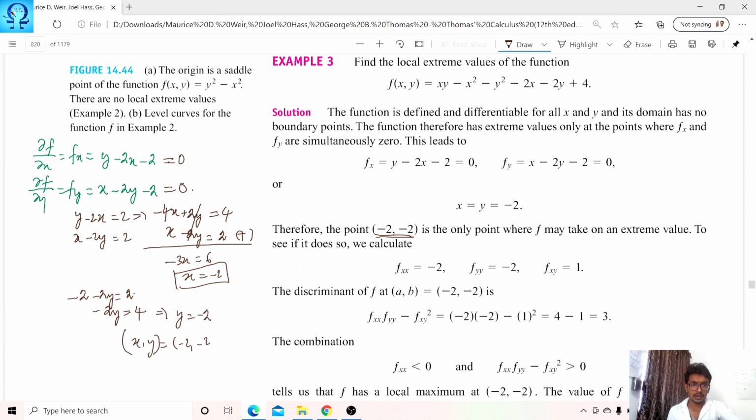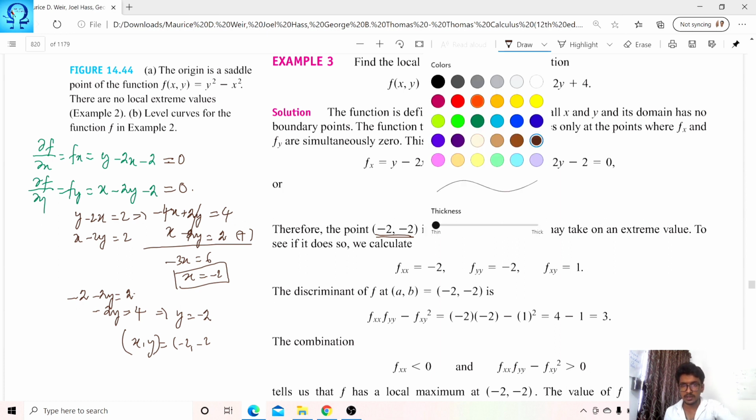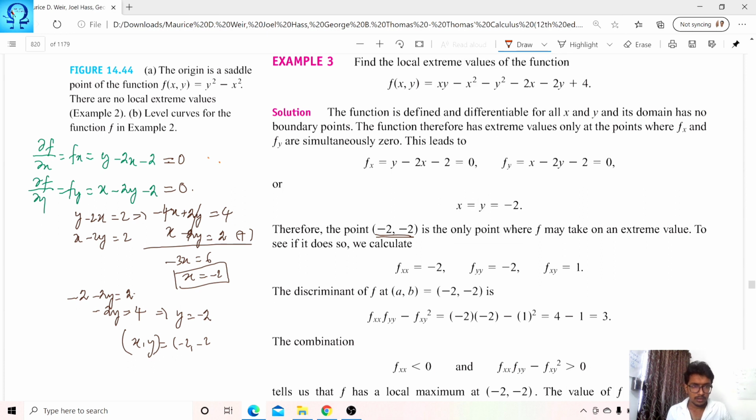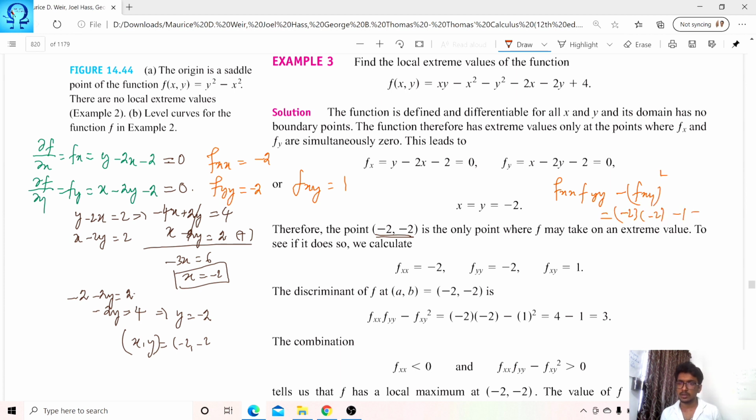Now we find the second derivatives of this function. So from this, my fxx is going to be minus 2 and fyy is also going to be minus 2, and my fxy, I am differentiating with respect to y and I am getting 1. Therefore, now my fxx fyy minus fxy whole squared is minus 2 multiplied with minus 2 minus 1, which is 4 minus 1, that is 3, which is positive.